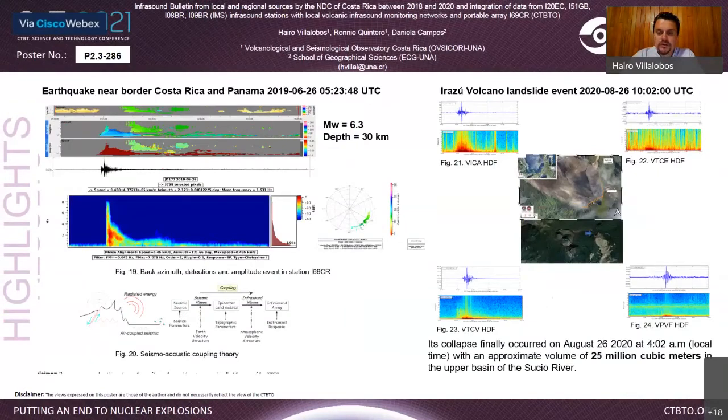I want to show you here another source of infrasound, one earthquake near the border of Costa Rica and Panama. We can see the seismo-acoustic coupling theory, arrival of infrasound and seismic. Another important event is a landslide in Irazú volcano, which we can see in our local infrasound network. I show you here only how we can use infrasound in Costa Rica to characterize and identify infrasound sources.